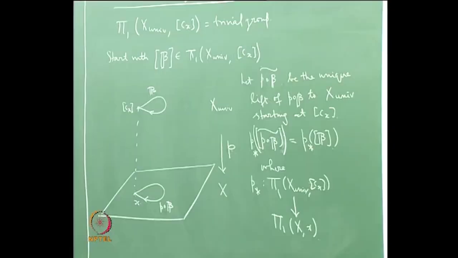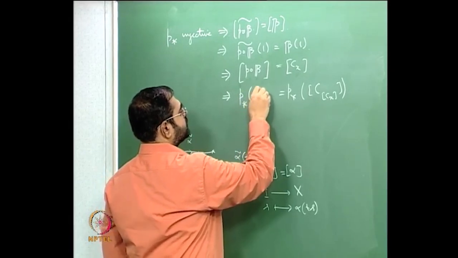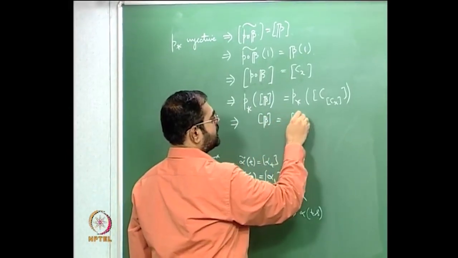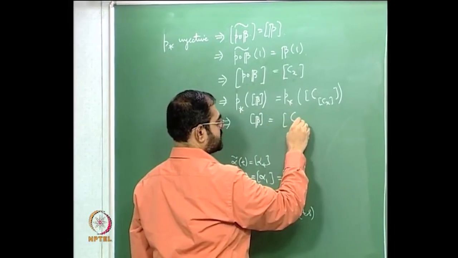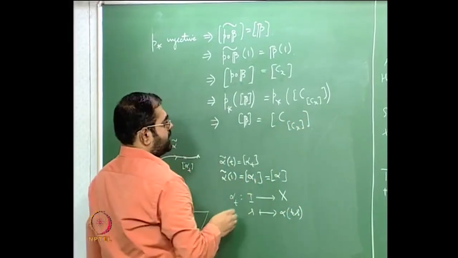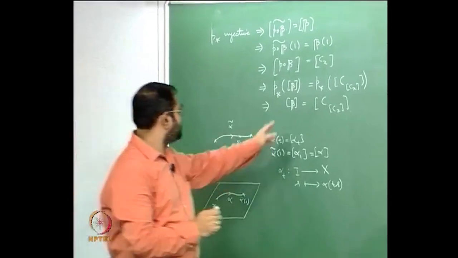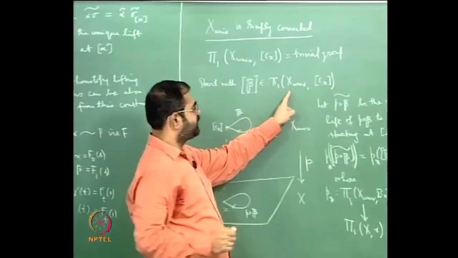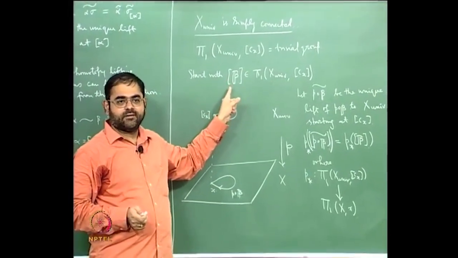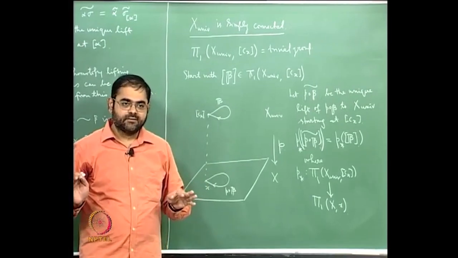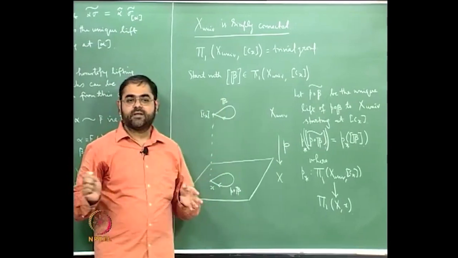But what does this tell you? The thing on the right is P lower star of the constant path at Cx, and the thing on the left is P lower star of beta, and P lower star being injective will tell you that the homotopy class of beta is equal to the homotopy class of the constant path at Cx. So that tells you that given any element of the fundamental group above, it's homotopic to the constant path. That means the fundamental group above is trivial. And since the space above, X univ, is arcwise connected, all the fundamental groups at various points are going to be trivial, and therefore it's simply connected.